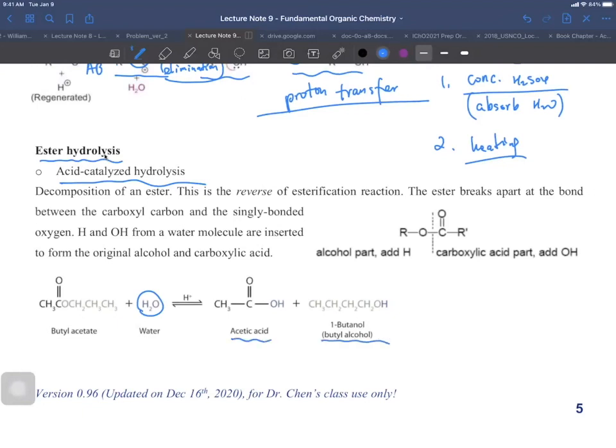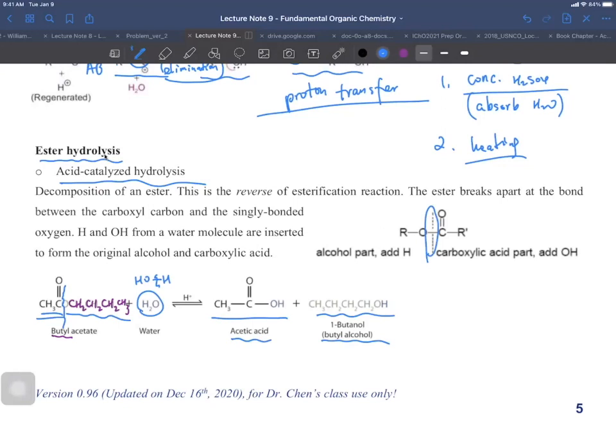Oh, it seems like there is one carbon missing here. It's called butyl, but we only see 3 carbons. So there should be one more carbon. So as you can see, we break the bond here. So this left part is the acid fragment, adding an OH from water. And the right part, the alcohol part, adding an H from the water. And then finally, they change back into acid and the alcohol. So this dashed line clearly states which place the ester breaks into two parts.